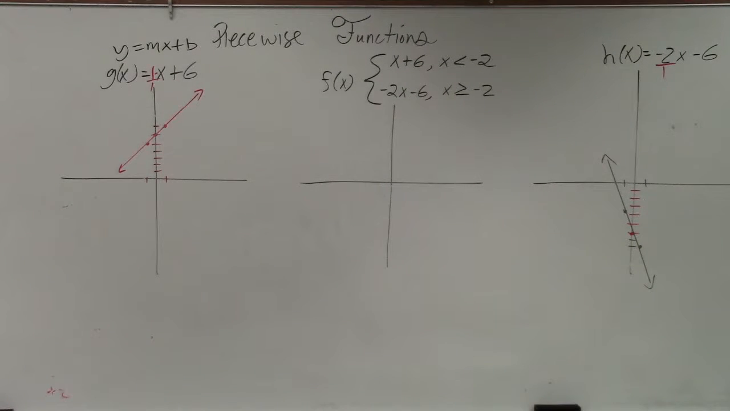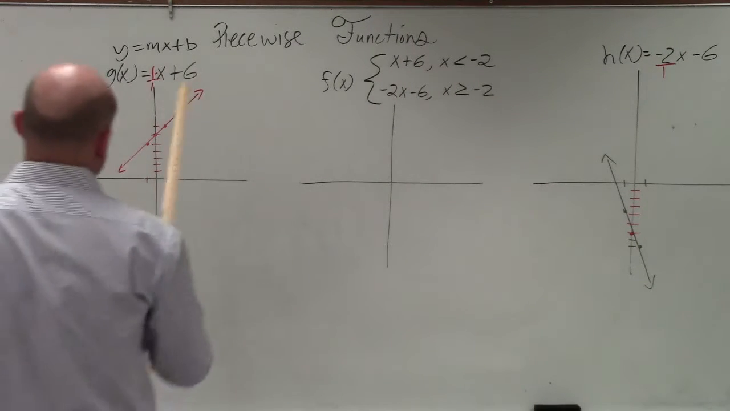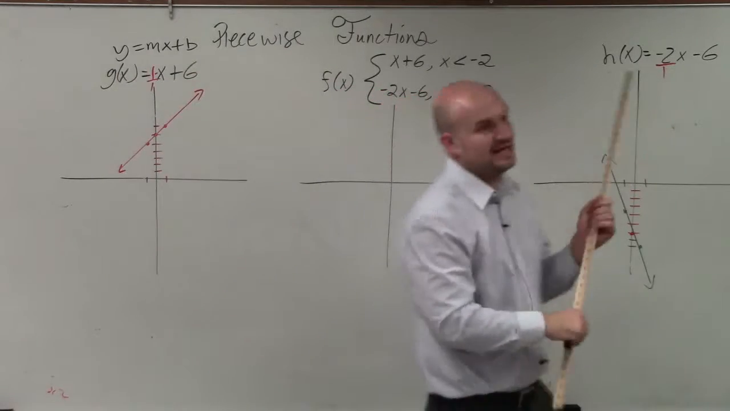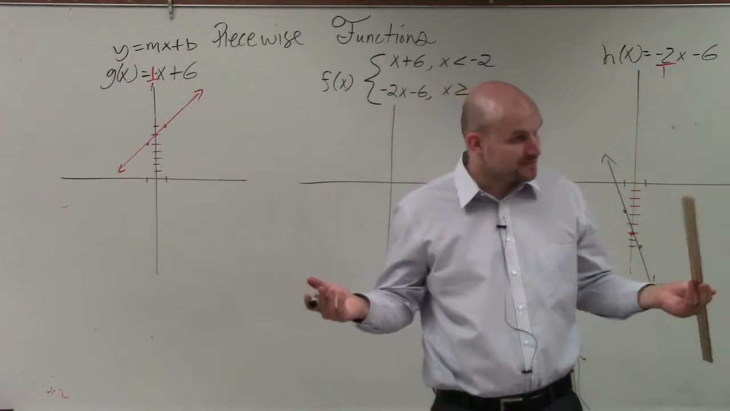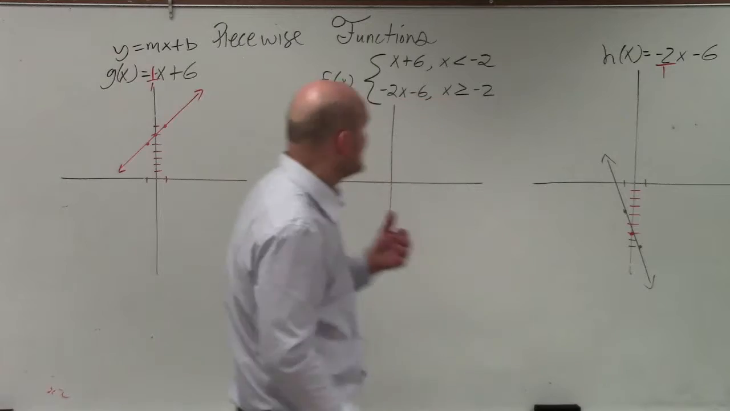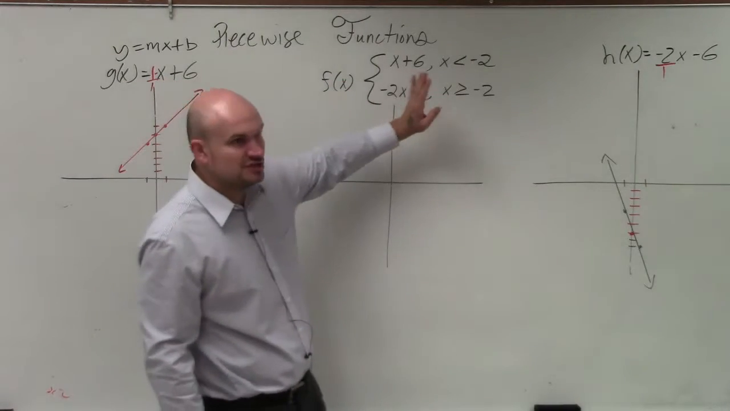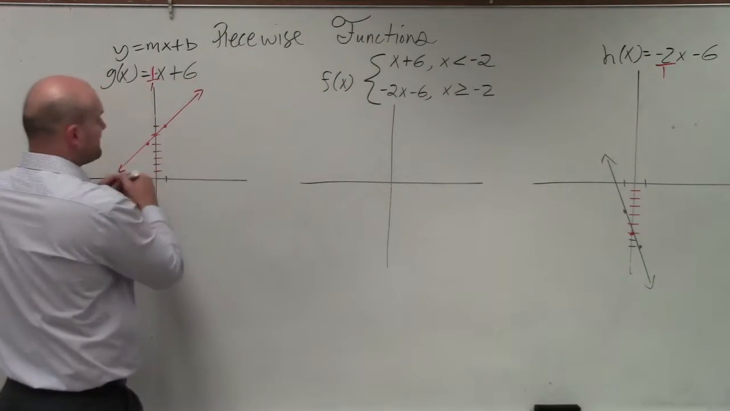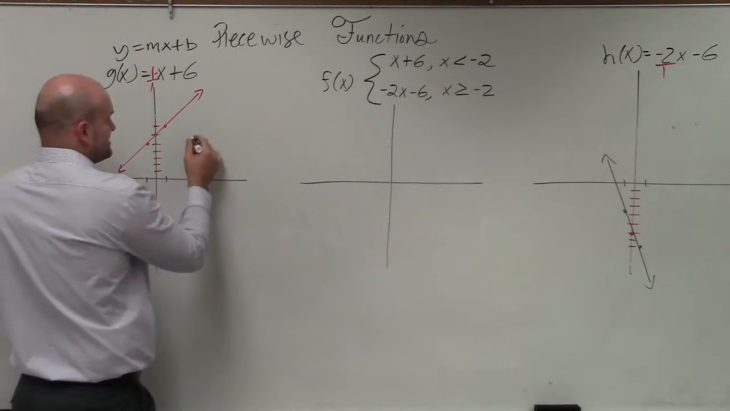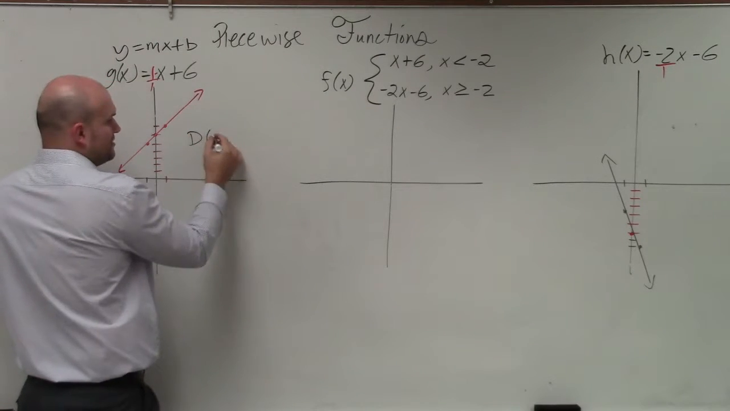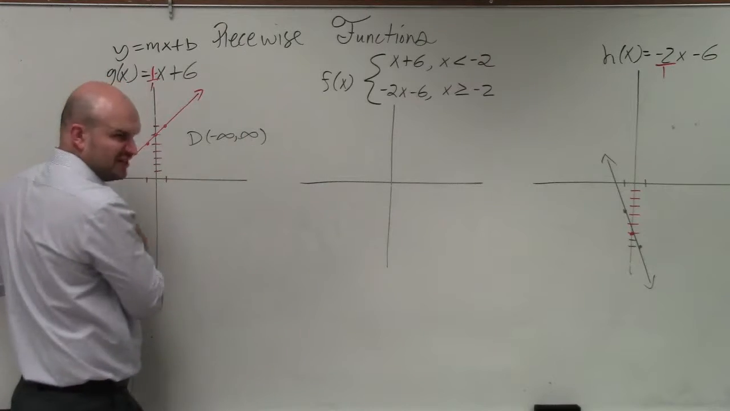Okay, so we've graphed both of these functions using our y-intercept and our slope. Now we need to create a piecewise function. What's important about the piecewise function is for us to understand that we have constraints. When I graph this, you can see the domain of this function is negative infinity to infinity. Do you guys agree with me?